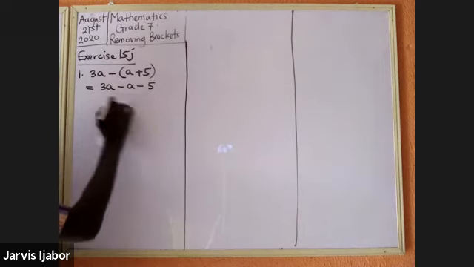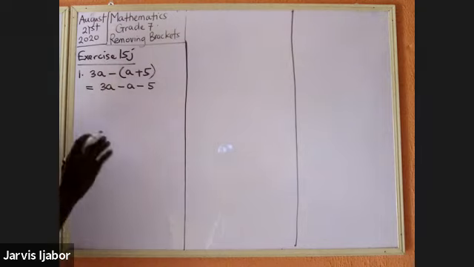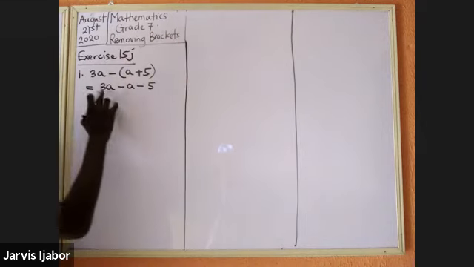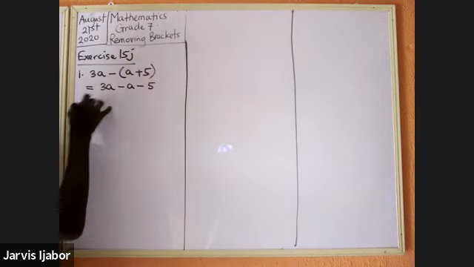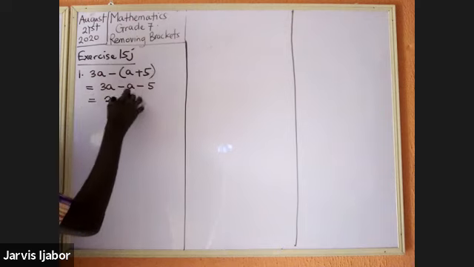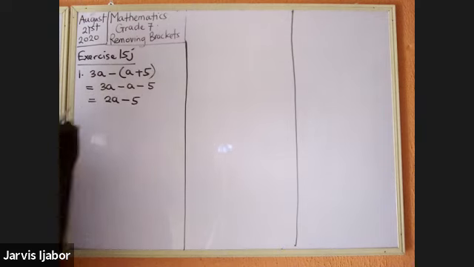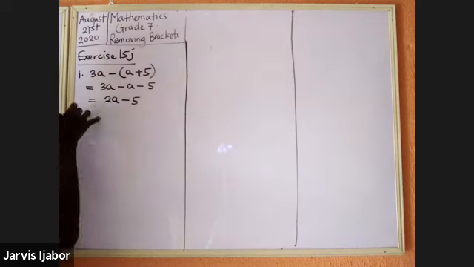At this level, you cannot collect like terms. You see now the progression in the work. You collect like terms here now. This will give me what? 2A minus 5. Because 3A minus A will give me what? 2A. So that's for question 1.